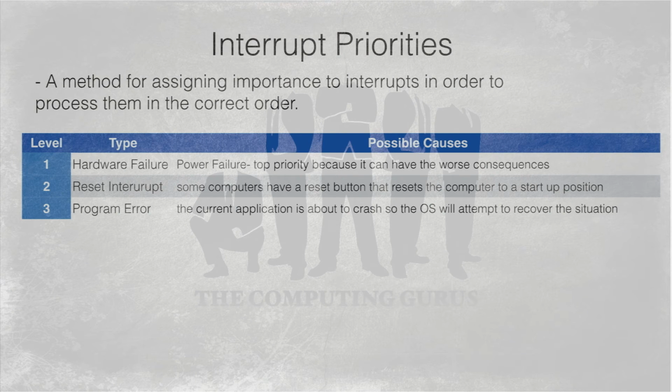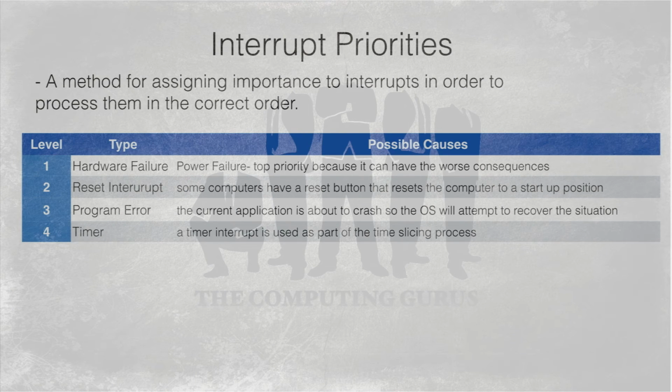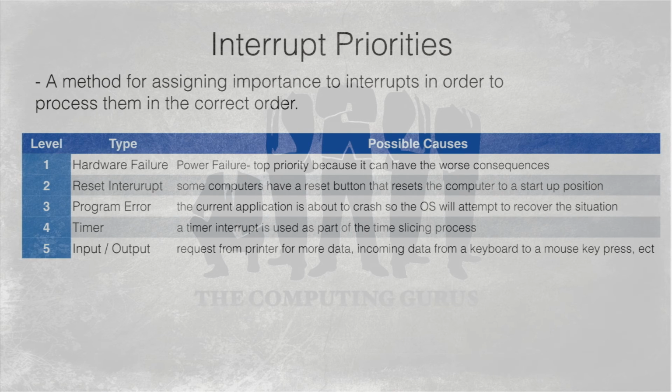Level 3. Program error. This is caused by a program crashing. Level 4. Timer. A timer interrupt is used as a part of the time slicing process. Level 5. Input-output interrupts. These are caused from external devices.